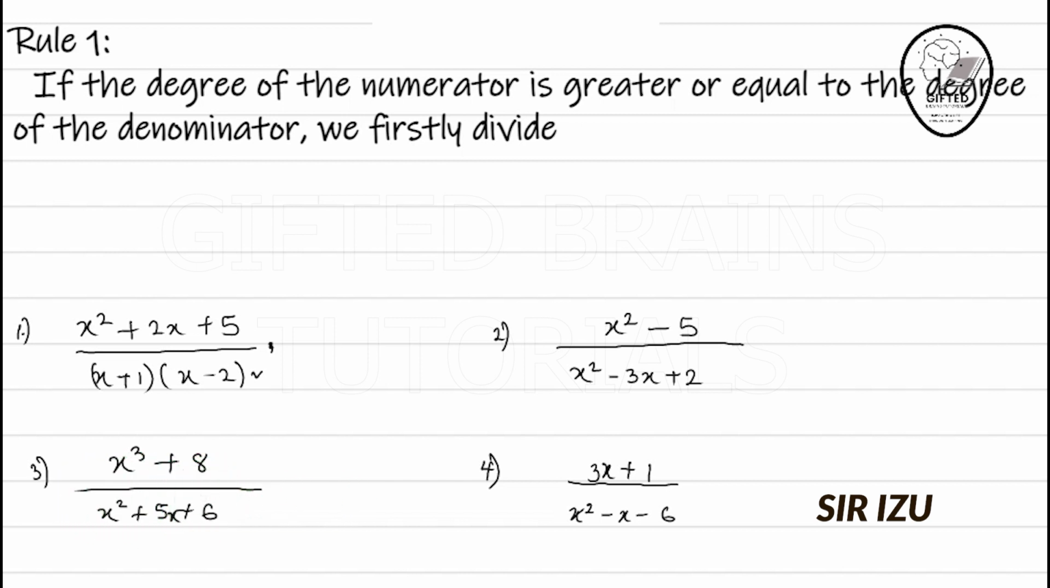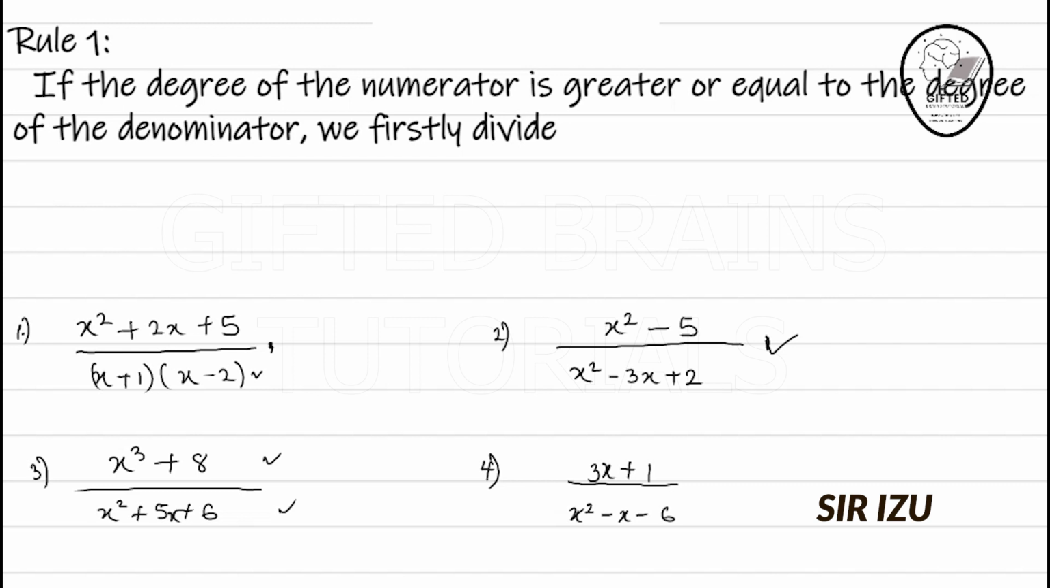And look at number 2 also, for instance. The degree of the numerator is 2, and the degree of the denominator is also 2. You will divide firstly. You have to divide this partial fraction before you start solving. That's what it's trying to say. Now, number 3, for instance, as you look at the numerator and the denominator, the degree of the numerator is 3 and the degree of the denominator is 2. You will have to divide. Why? Because in this case it is greater. So if it's either greater or equal, you will divide.